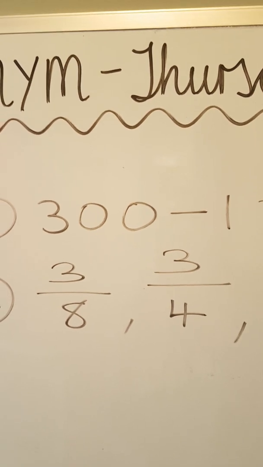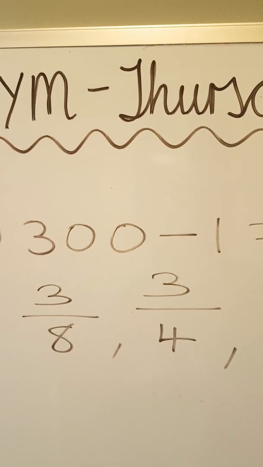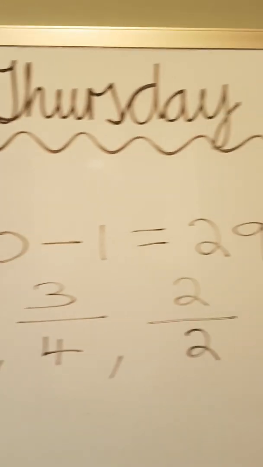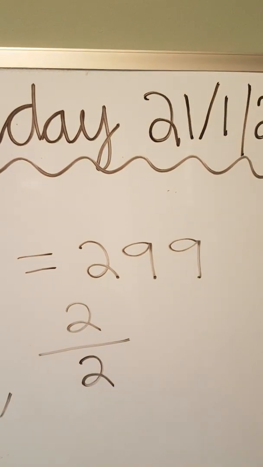Question 11 then, what is 1 less than 300? So 300 minus 1 would be 299.